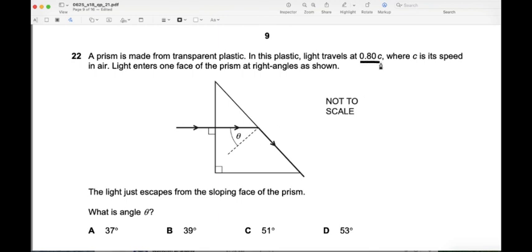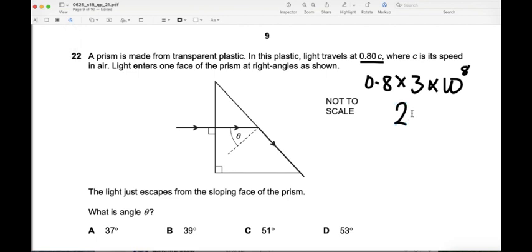So we can find the speed of light in the plastic by saying 0.8 times 3 times 10 to the power of 8. If you use 0.8 to multiply 3, you get 2.4, right? You know the speed of light in air is 3 times 10 to the power of 8. So they say speed in the plastic is 0.8 multiplied by c, the speed of light. So if we do this, I think we'll get 2.4.